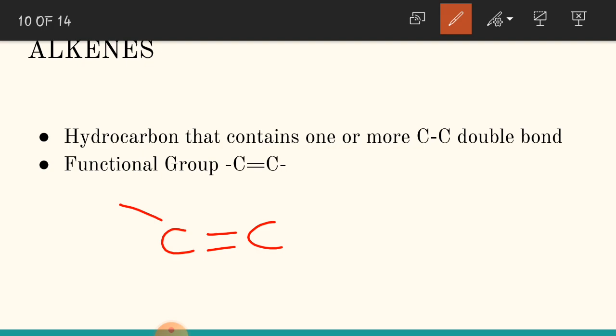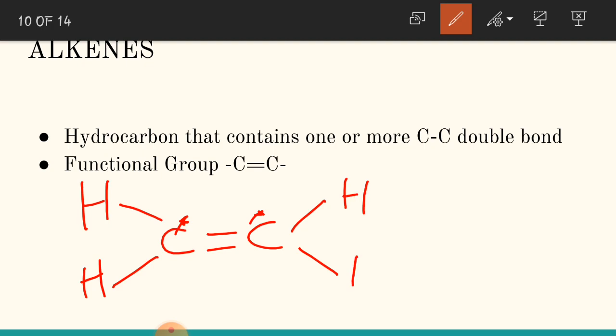Now you know that each carbon atom forms 4 bonds. So for this carbon atom, we will draw two more bonds, and for this carbon atom we will also draw two more bonds in order to complete its valency. And a hydrogen atom will be attached at the end of each bond. So this is the structure for ethene, and ethene is an alkene. So all the organic compounds having C double bond C will be considered as alkene.